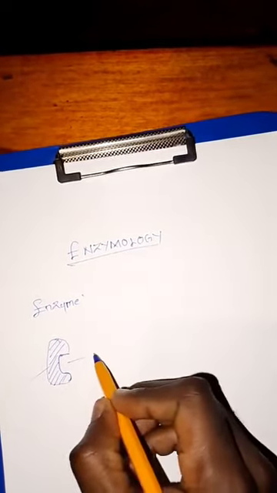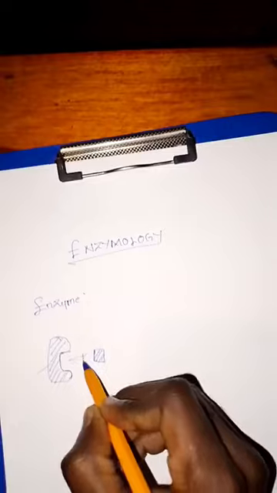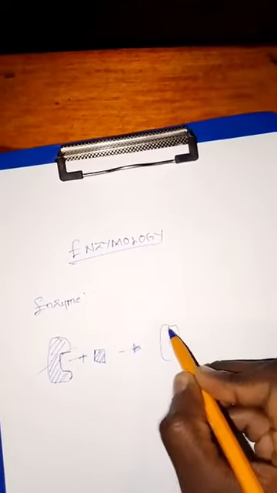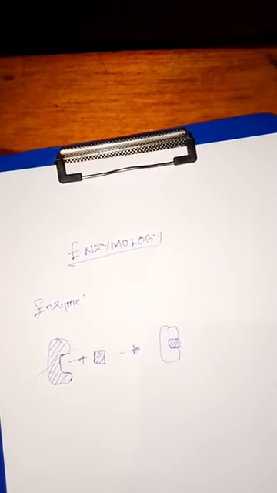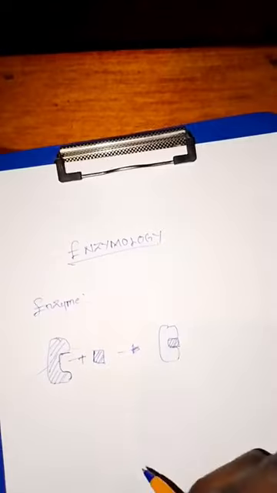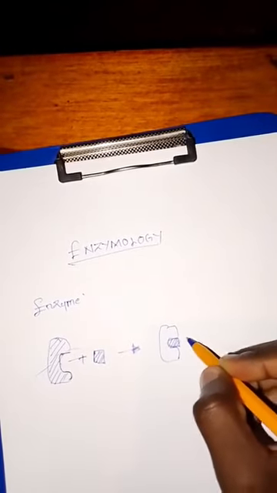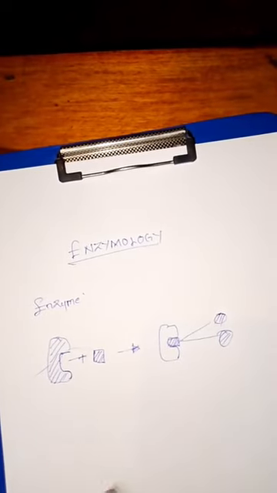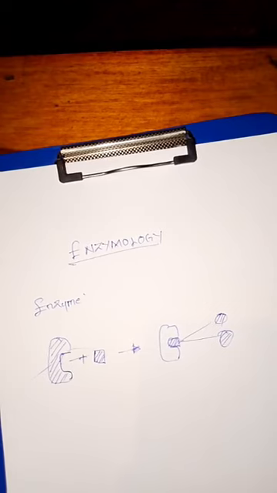So when a substrate comes, let's say this is the substrate that we have, and binds to this enzyme, it is going to form what we call the enzyme substrate complex. When that enzyme substrate complex is formed, the enzyme will carry out the process of converting this substrate molecule into products. When a substrate binds to its active site, it converts that substrate into the products that are formed. So basically this is the mechanism for enzymes.